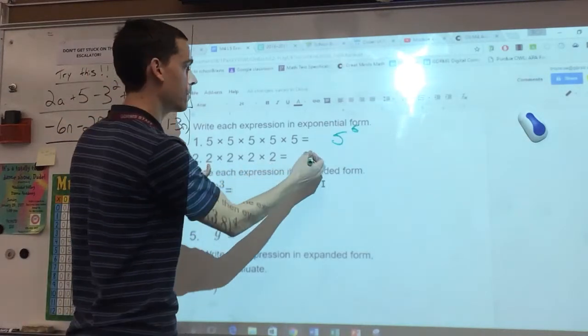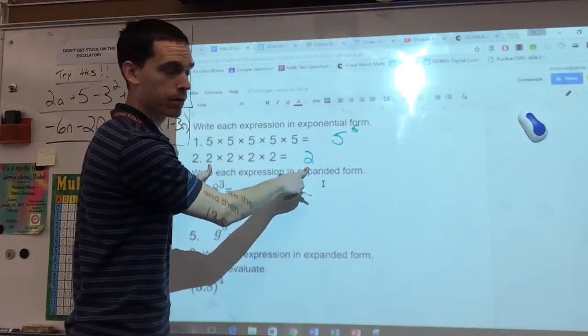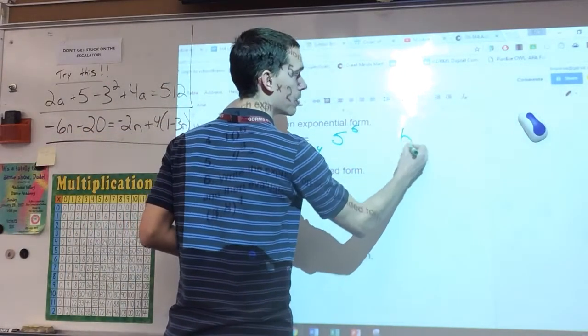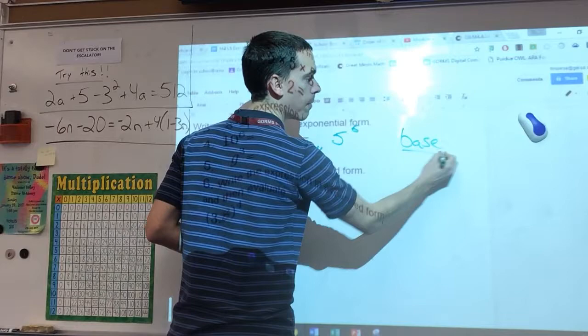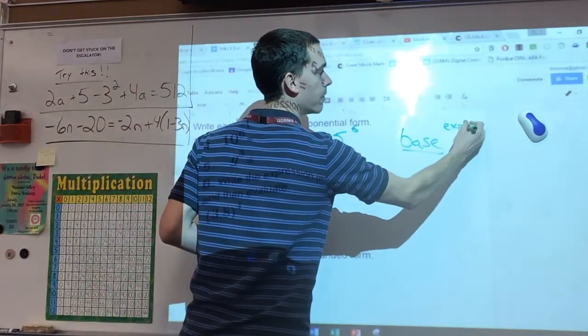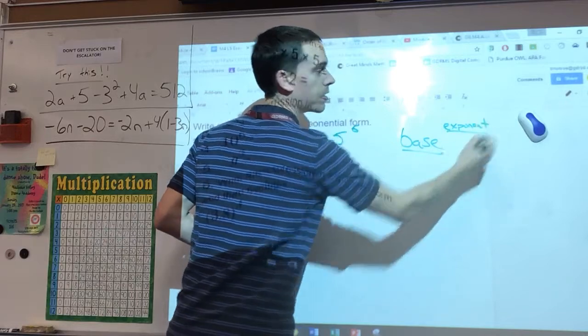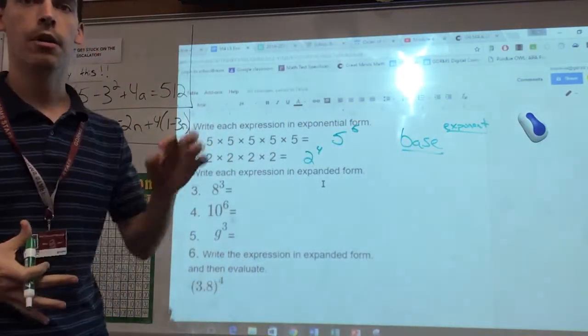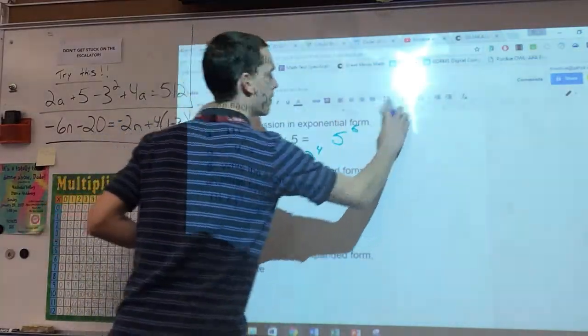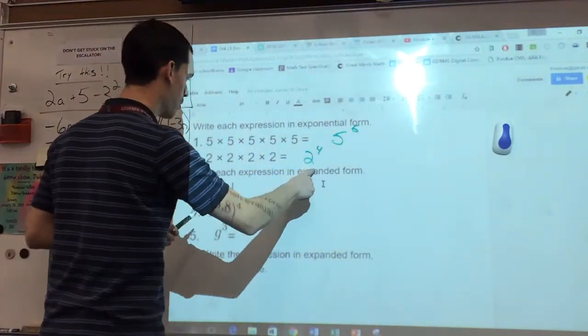Number 2 is the base of 2. There are 4 of them, so we have our base of 2, and then our exponent will be 4. The way we set this up for exponents, we have our base number, whatever that value may be, with our exponent raised up here, just a smaller number up in the top there. That's our main idea. So 5 to the 5th power, 2 to the 4th power.